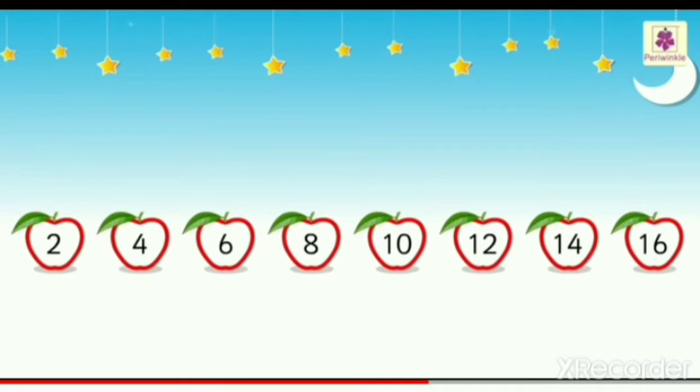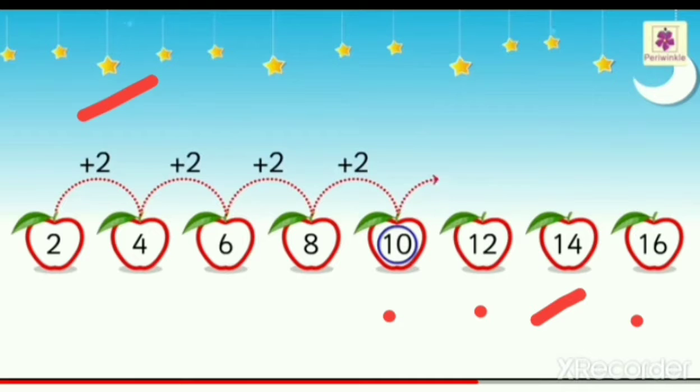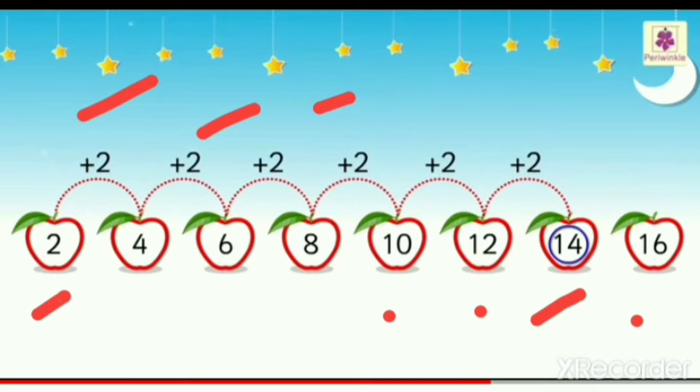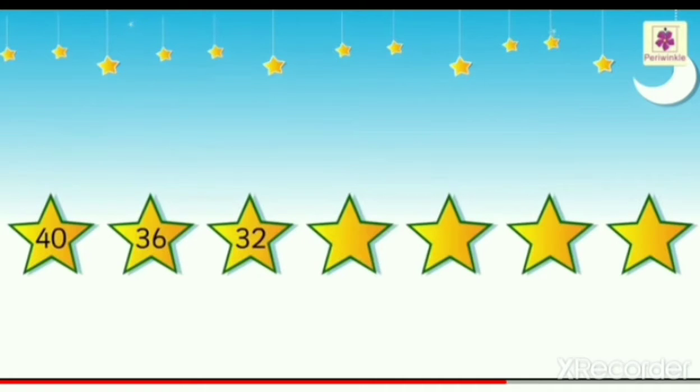Similarly, we can see patterns in numbers also. You can see here are numbers 2, 4, 6, 8, okay, 10, 12, 14, and 16. So this is the pattern. And how can we observe this pattern? We can find this pattern by adding 2 to the given number. We will add 2 to 2, then we will get 4, then 6, and so on. So we can find a pattern by adding a number.